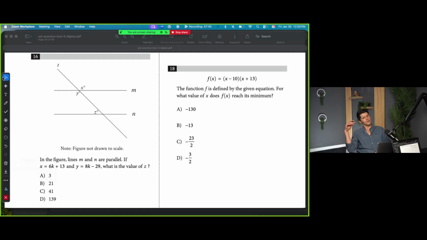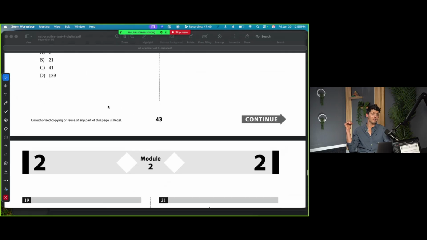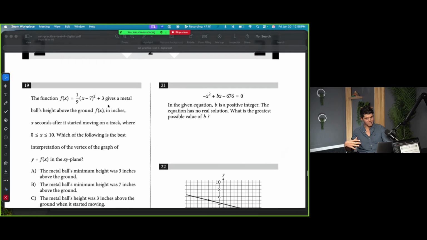What's the next question you want to look at? 19. All right. So now we're getting into the good stuff, right? We're near the end of the test.